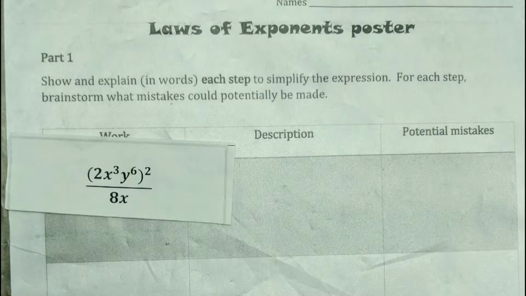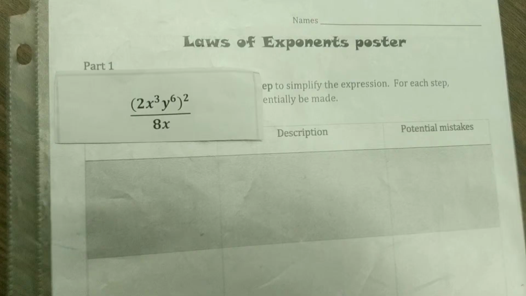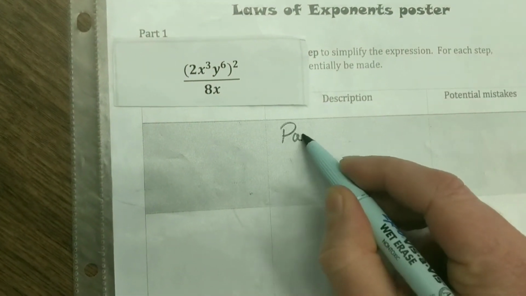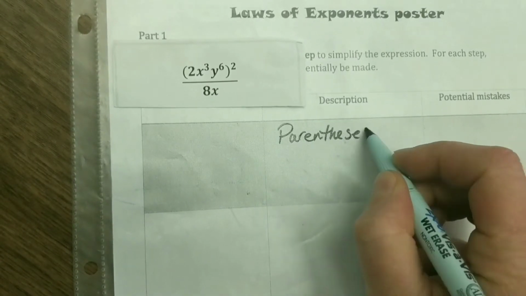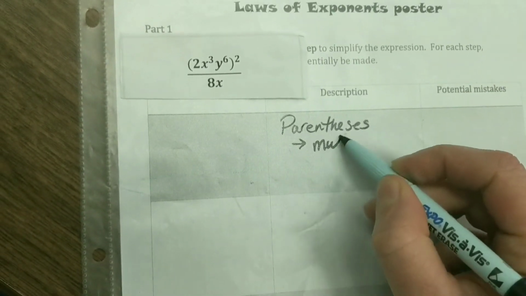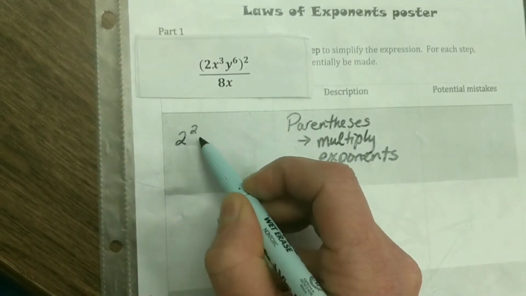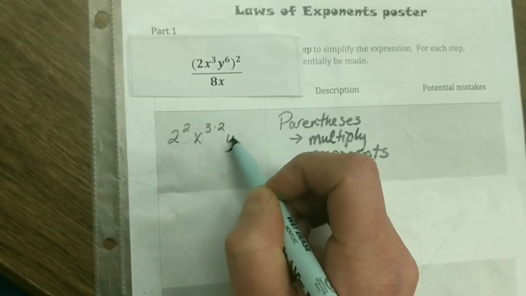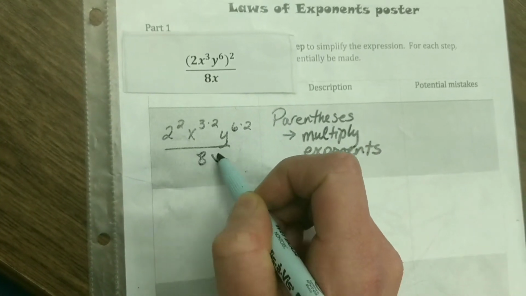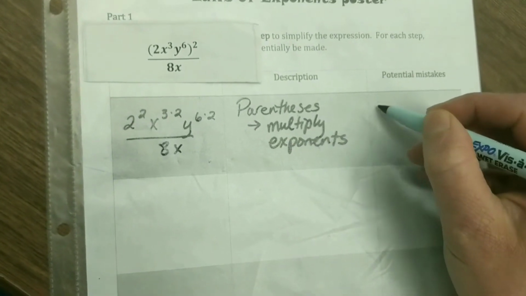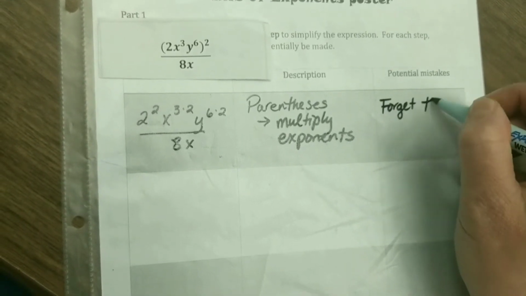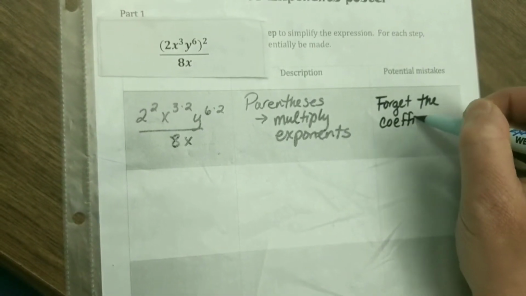I'm going to start this problem the same as the last one. I want to simplify by getting rid of the parentheses. So I'm kind of distributing that 2 because everything inside the parentheses gets squared. That includes the 2, which is the coefficient. So probably a potential mistake there is students might forget to take that 2 and square it and just leave that a 2. That would, I'd say, be a very common mistake. And then we multiply the exponents.